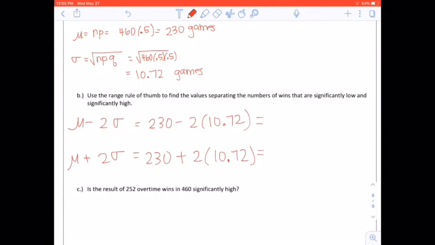Working both of these out, for our cutoff for significantly low, we get 208.6 games. And the significantly high cutoff would be 251.4 games. And so it says use the range rule of thumb to find the value separating the number of wins that are significantly low and significantly high. So significantly low would be anything lower than 208.6 games. Significantly high would be anything larger than 251.4 games.